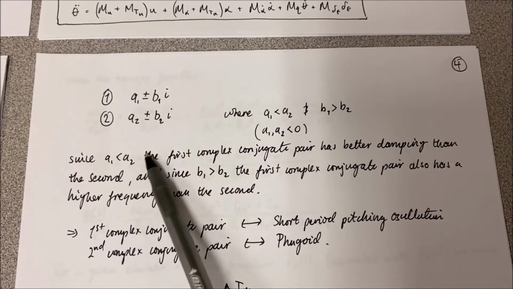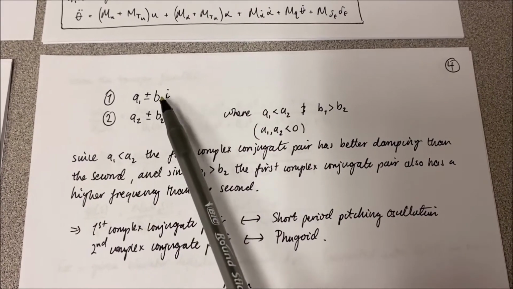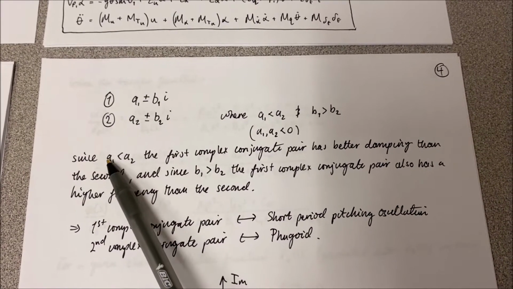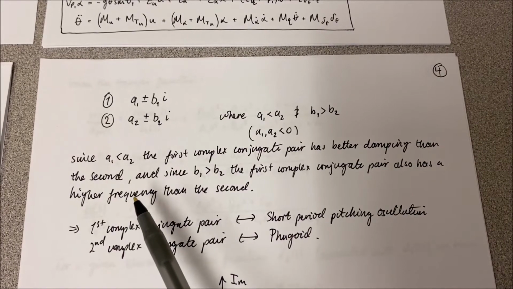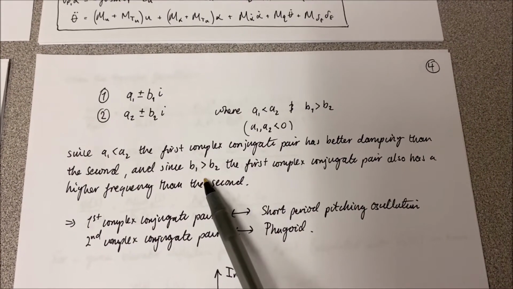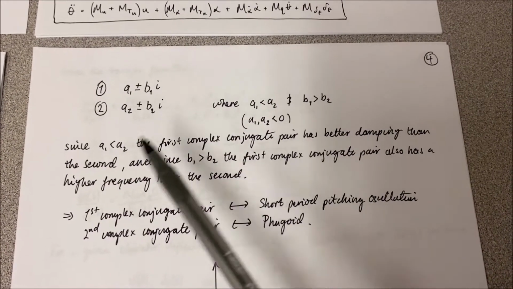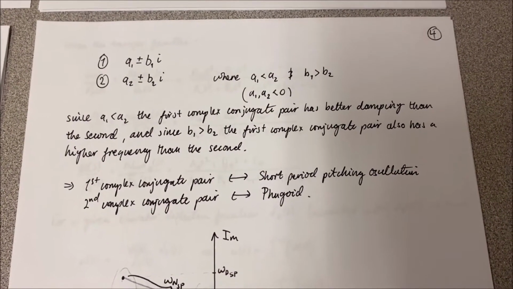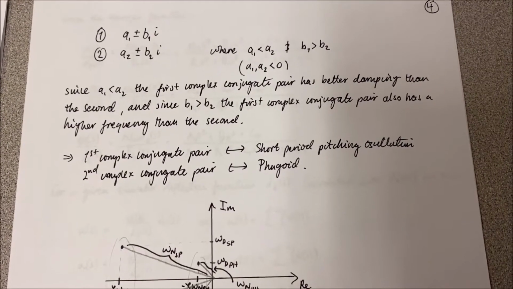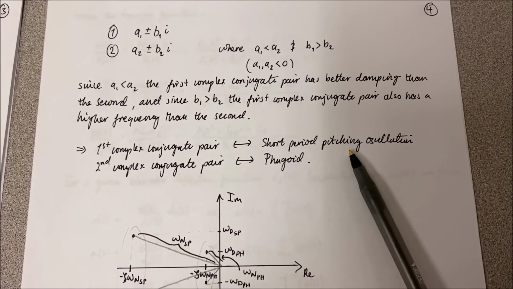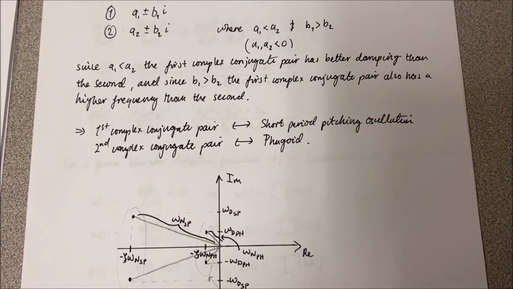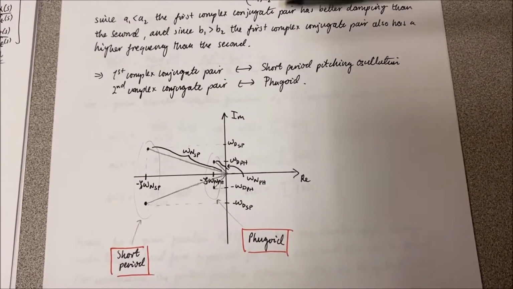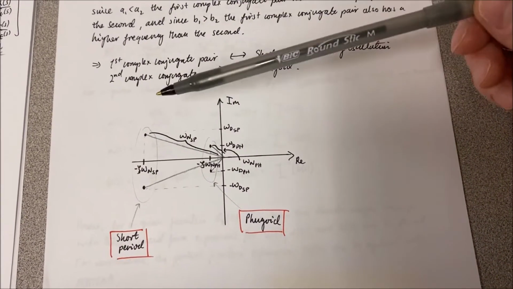So looking at these 2 solutions and the criteria that go along with them, we can see this first complex conjugate pair is going to have better damping than the second, because the real part in the first one is less than the real part in the second one. And secondly, the imaginary parts tell us something about the relative frequencies of those solutions. So in actual fact, the solutions to that characteristic equation give us 2 solutions which correspond firstly to the short period pitching oscillation, and secondly to the long period pitching oscillation, otherwise known as the phugoid, right?